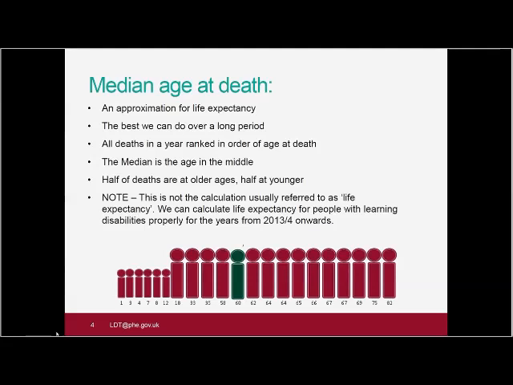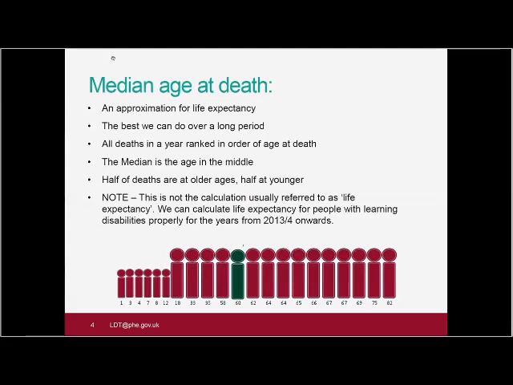This isn't the same as the average death. The average for this group would be 43. But when the pattern of ages at death has got bunches in it, like this one has, it's a more useful way of encapsulating something about what age an average person can expect to die. We use this calculation instead of the more formal life expectancy calculation that statisticians use because we haven't got the data to do the more satisfactory calculation over a long period.